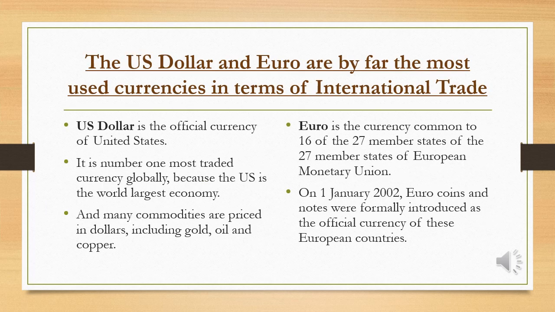Now we will discuss the trading currencies that are used for international trade. The US dollar and euro are by far the most used currencies in terms of international trade. The US dollar is the official currency of the United States. It is the number 1 most traded currency globally, because the US is the world's largest economy, and many commodities are priced in dollars, including gold, oil and copper.